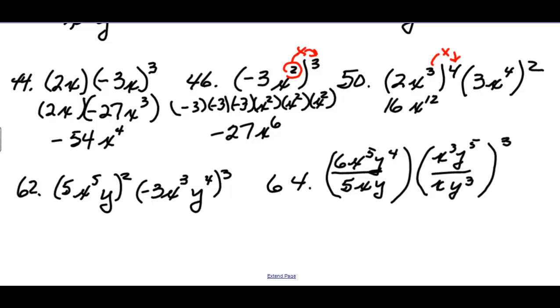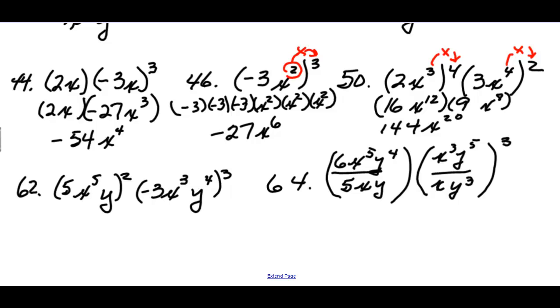We're going to multiply that by 3 squared, 3 times 3 is 9. X to the 4th, and here again, we're going to take that 4, multiply it by that 2, and what we're going to get is x to the 8th. Now, 16 times 9 is 144, and then x to the 12th times x to the 8th gives us x to the 20th.